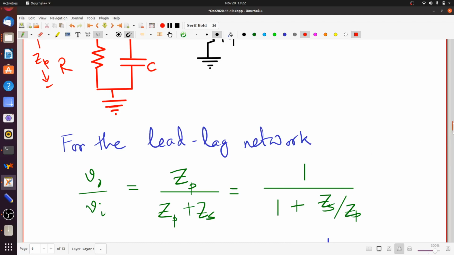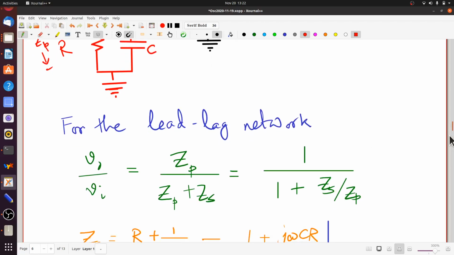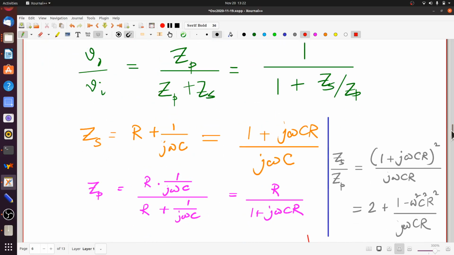And using the formula for the series and parallel for impedances, it's very easy to show that ZS is going to be given by 1 plus j omega CR by j omega C. ZP is going to be given by the Z1 Z2 by Z1 plus Z2 formula, which works out to be R by 1 plus j omega CR. And so this ZS by ZP is something which you get by dividing the two, which is simply 1 plus j omega CR whole square by j omega CR. And if you open up the square here, you get 1 minus omega square C square R square by j omega CR plus 2. 2 of course from the twice AB term in the numerator.